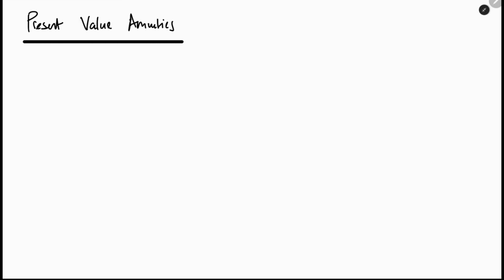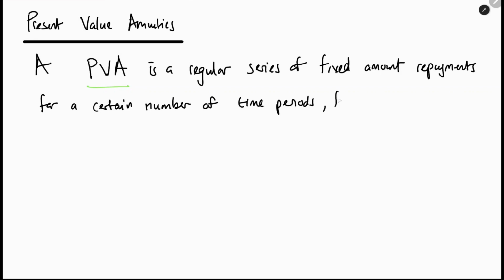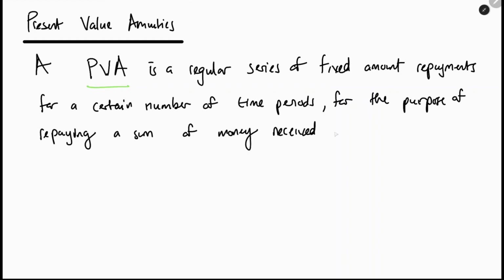Okay, so what is a present value annuity? A present value annuity, which I will just abbreviate with PVA, is a regular series of payments of fixed amount, and I could actually say repayments, a regular series of fixed amount repayments for a certain number of time periods for the purpose of repaying a sum of money received at present time.